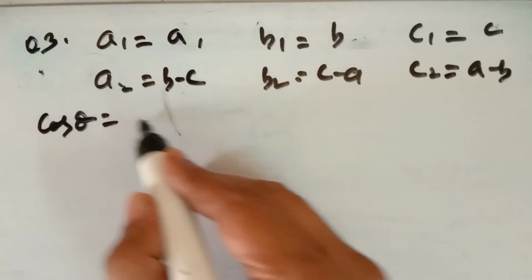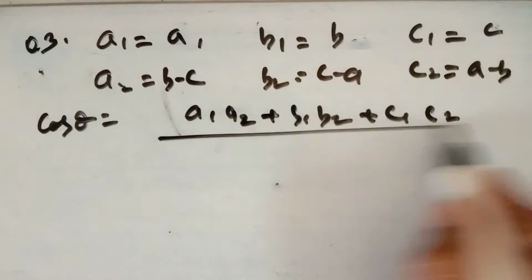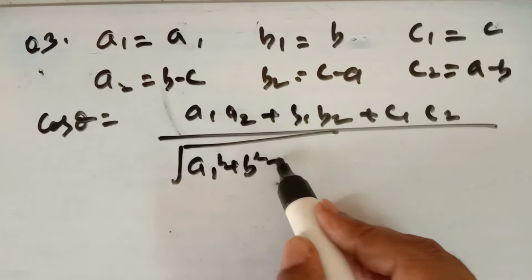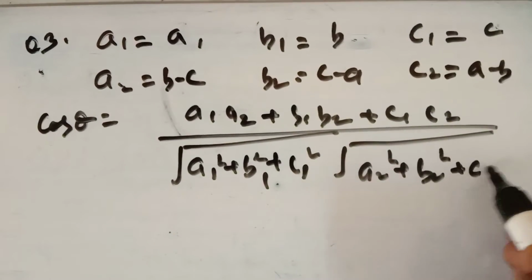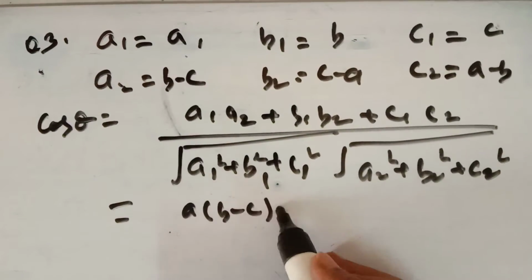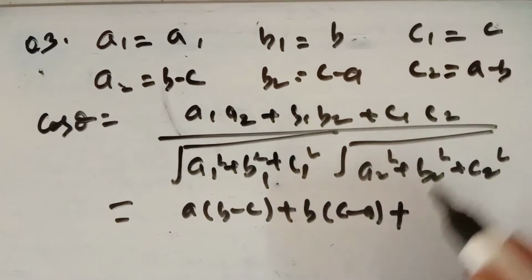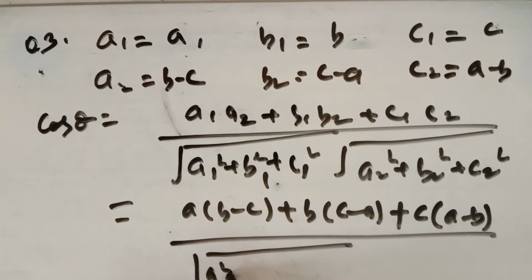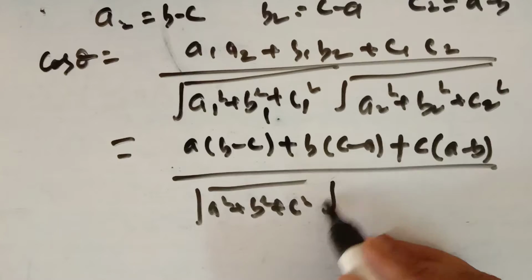The angle between the two lines is given by A1 into A2 plus B1 into B2 plus C1 into C2, upon under root A1 square plus B1 square plus C1 square into under root A2 square plus B2 square plus C2 square. So A1 into A2, that is A into B minus C, plus B1 into B2, that is B into C minus A, plus C1 into C2, that is C into A minus B, upon under root A square plus B square plus C square into under root A2 square plus B2 square plus C2 square.